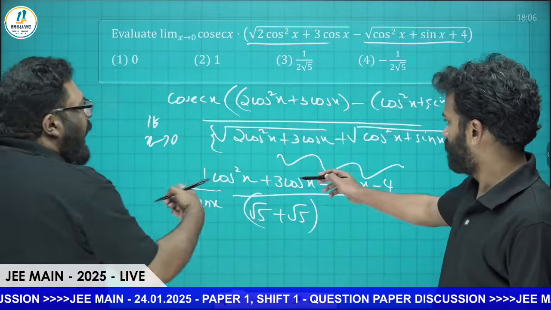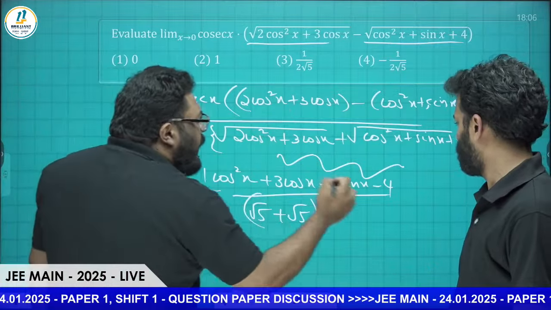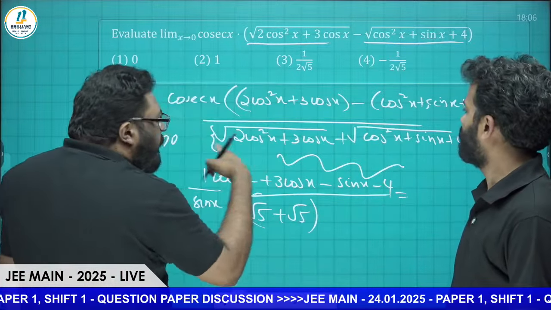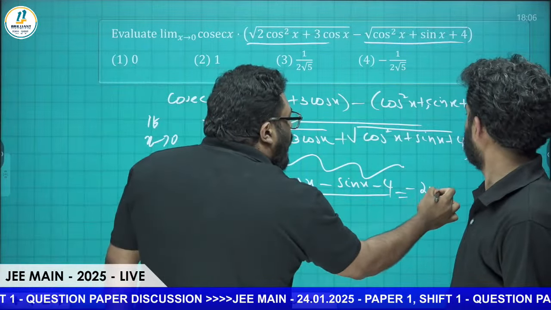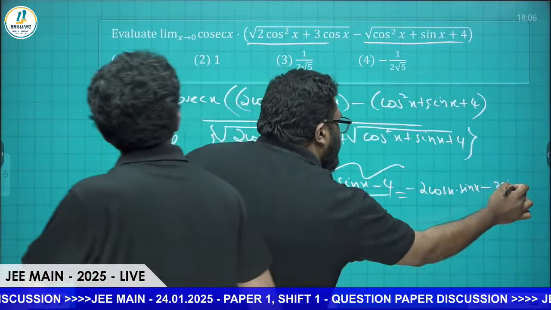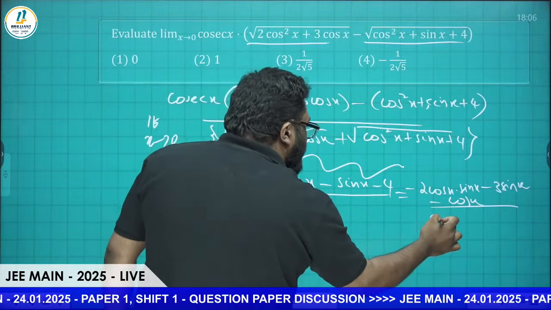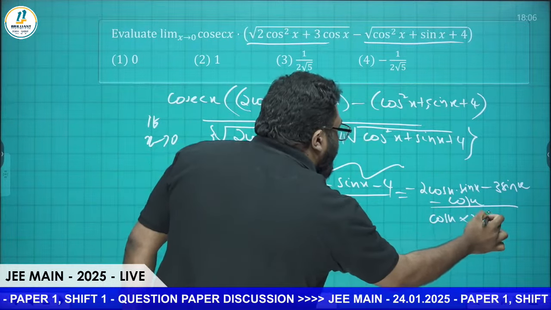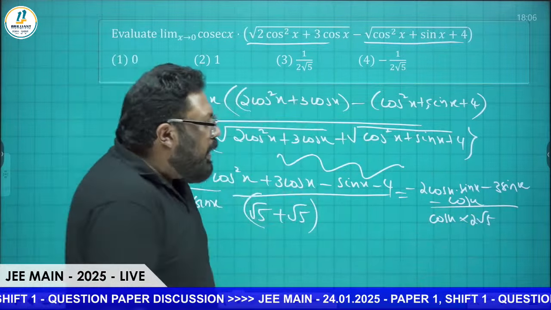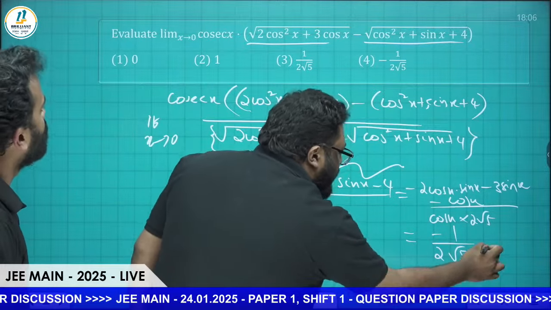Now it's again 0 by 0, so you can use L'Hopital's rule, my dears. Then the derivative is going to be minus 2 cos x sin x minus 3 sin x minus cos x divided by cos x into 2 root 5. Now you can directly put x equal to 0 in this, then you will get minus 1 divided by 2 root 5 as the answer.